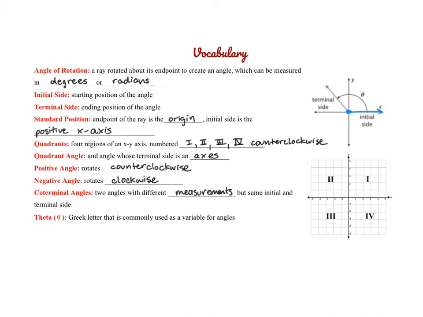And then our last term is actually the most common variable we use for trigonometry, and that's theta. So it looks like this. You'll see it right here. This is the Greek letter that is probably most commonly used as a variable for angles. You can name an angle anything, but theta is the one that we're going to use the most, so I just want to make sure you know how to read that.